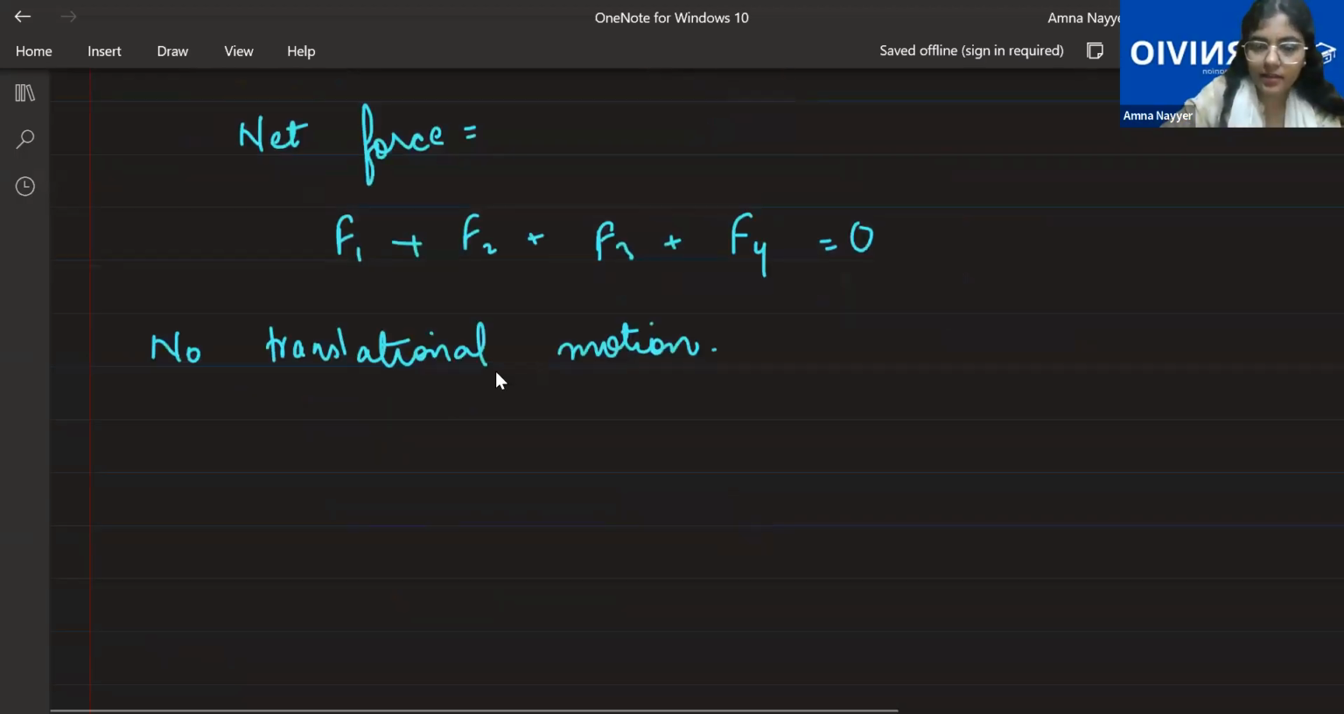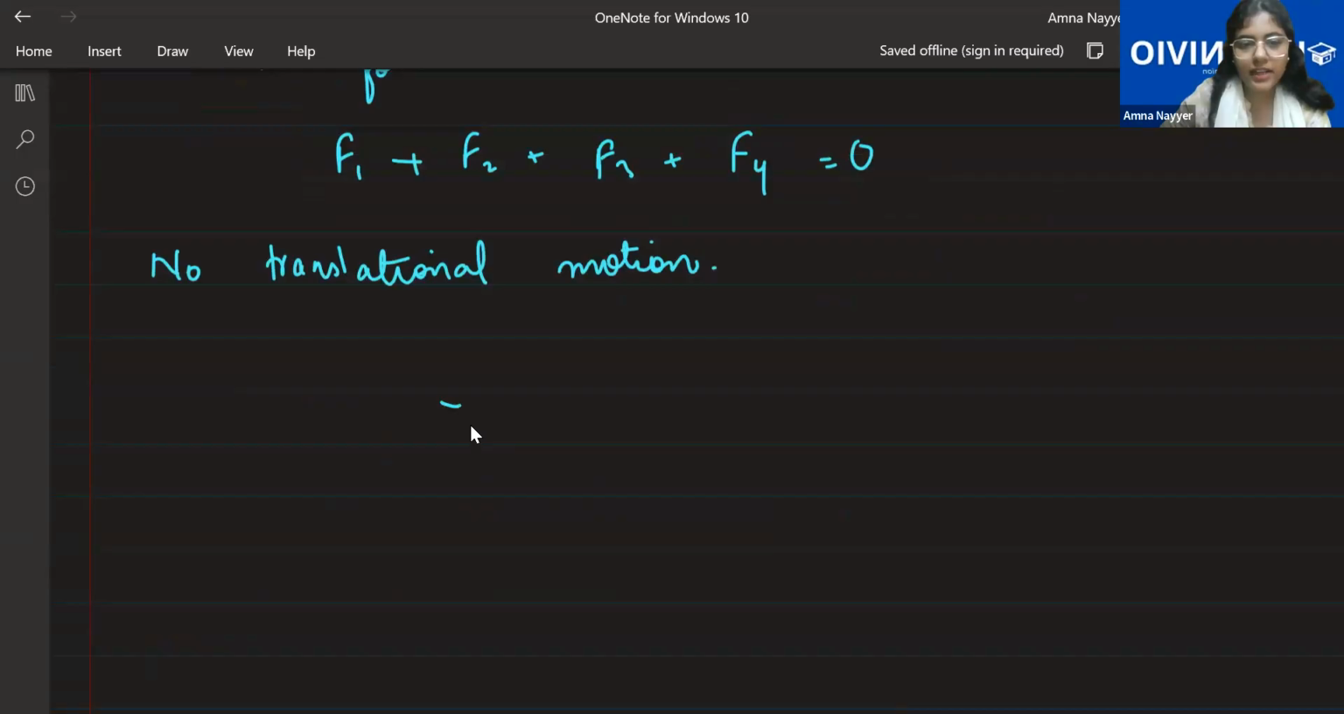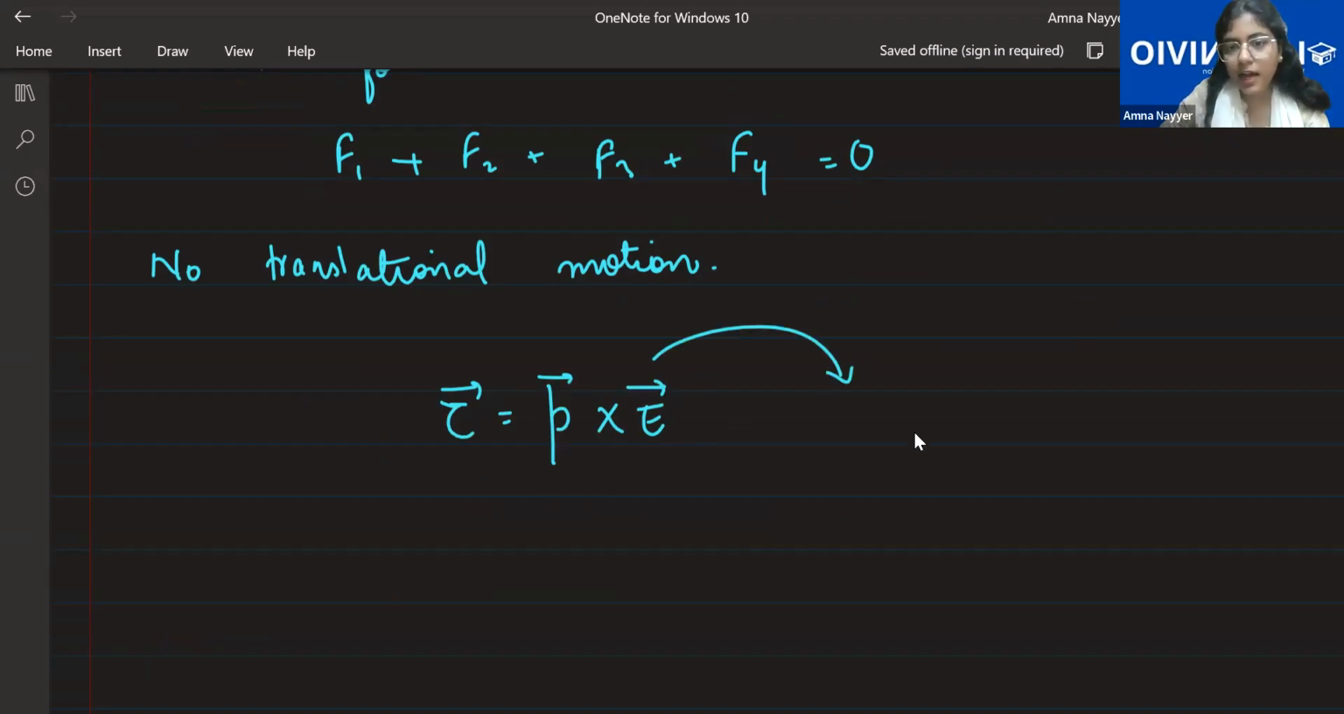So the formula of torque is very simple. One formula I'll tell you is P cross E, which we have done in electrostatics. Similar to it, you will have, for the magnetic dipole moment M, M cross the magnetic field B. So this is the formula for the torque: magnetic moment cross magnetic field, exactly the same way you have this formula.